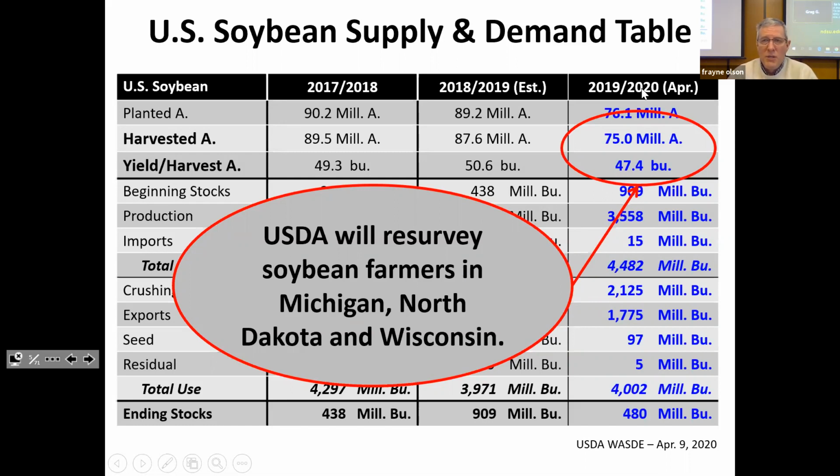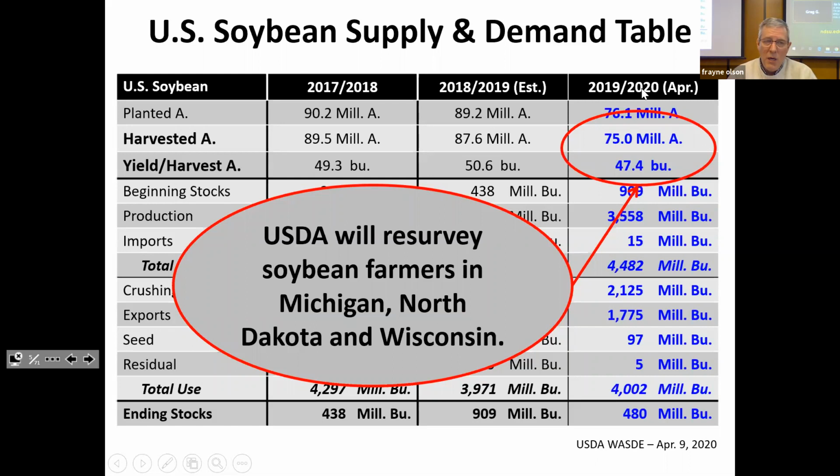Well, unfortunately, this year we had a lot of unharvested crop. We still have some here in North Dakota. So USDA said, well, we're going to resurvey some of the key states. Now, for soybeans, there were really 3: Michigan, North Dakota, Wisconsin. For corn, there are 2 additional states, including Minnesota and South Dakota, that are going to be resurveyed to make sure that these numbers are as accurate as possible.